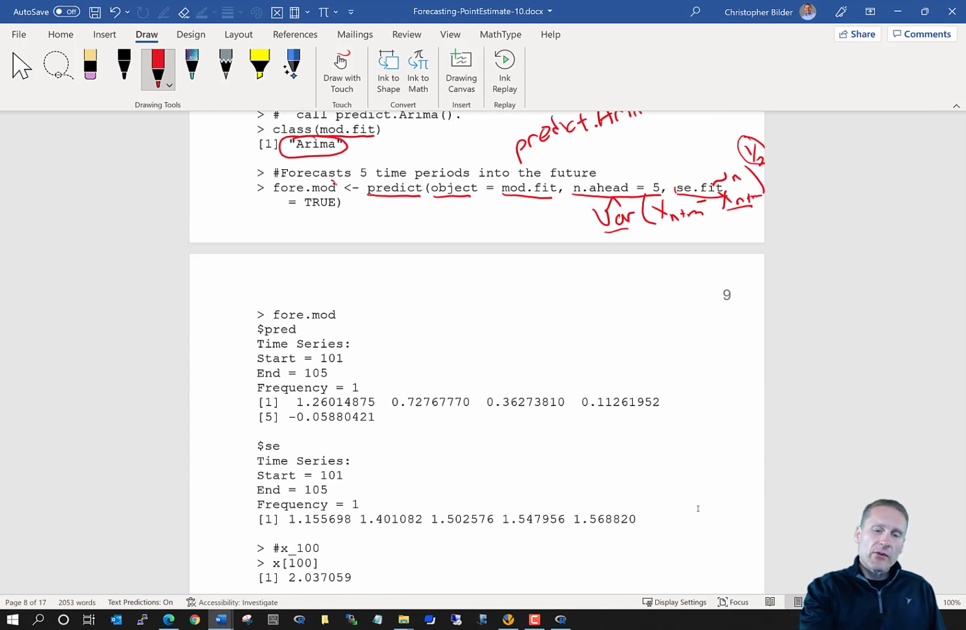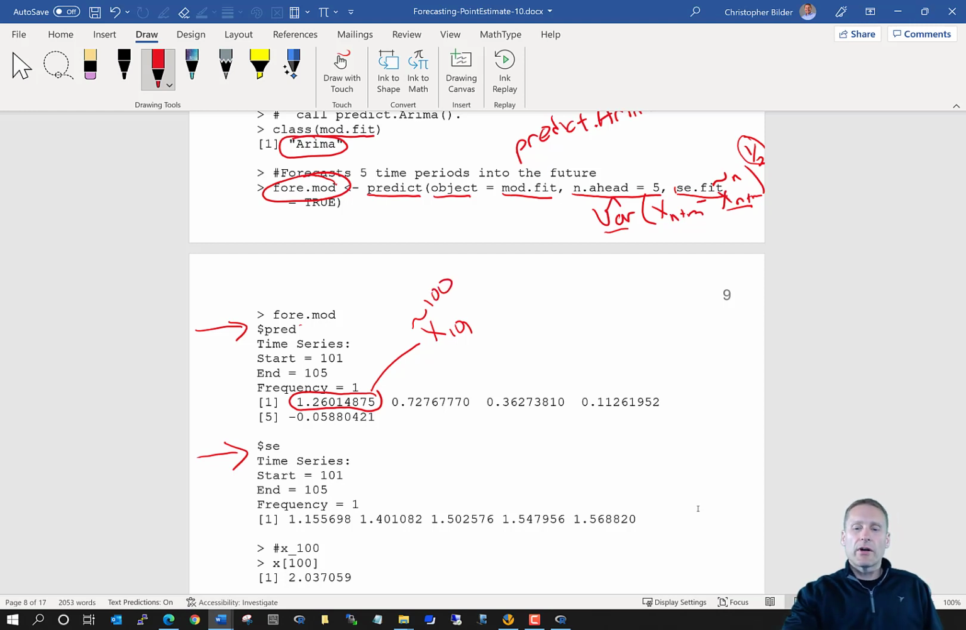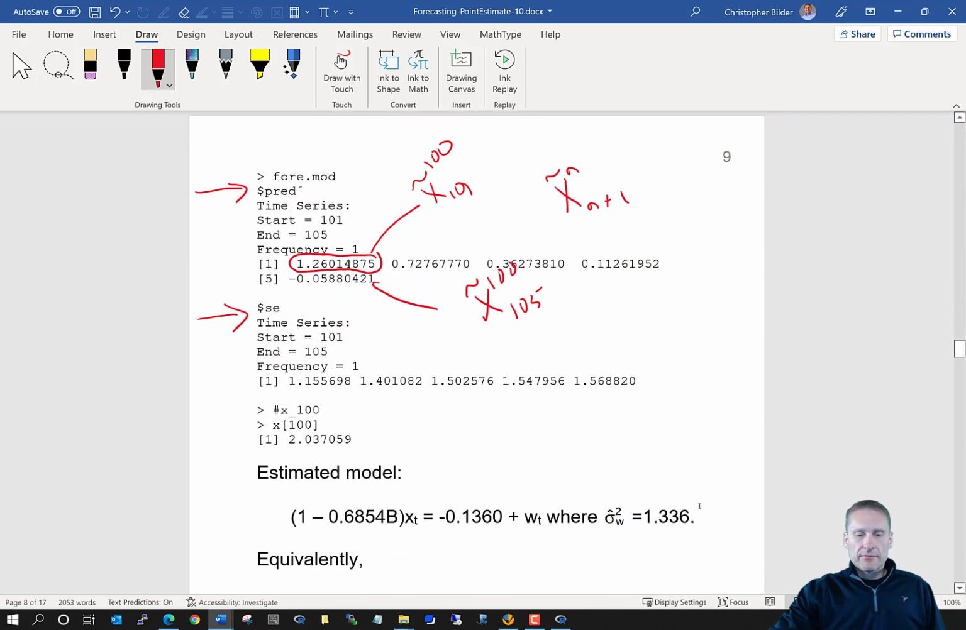Okay, so I'm going to store my results from the forecasting into an object called for.mod. It returns a list that has 2 components, the forecasted values and these standard errors. It also returns it in a TS class format that we've seen previously. So this first value that we see here represents x sub 101, because we have 100 observations in our data set, tilde, and then in the superscript 100. In other words, it's x_{n+1}^n tilde. Okay? This value right here is x_{105}^{100} tilde.